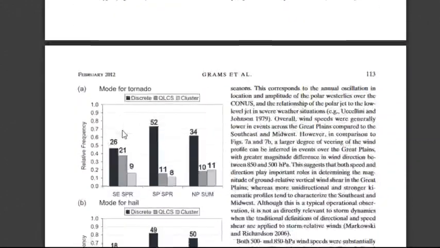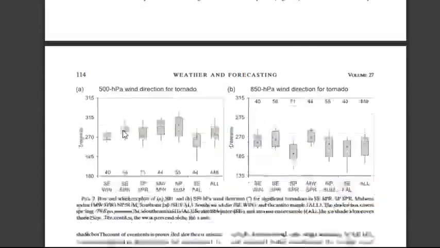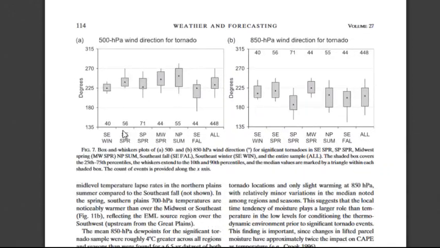And let me just scroll down here. What else did I find? Let's see. Yeah, this is the upper air wind direction with tornado events. You can see that in most areas we're looking at southwest to west-southwest flow. But in the case of the southeast U.S. in the fall, they're a little bit more southerly.